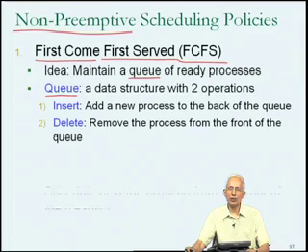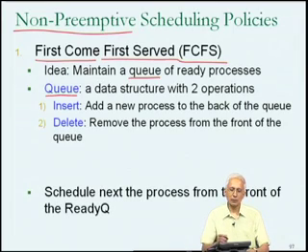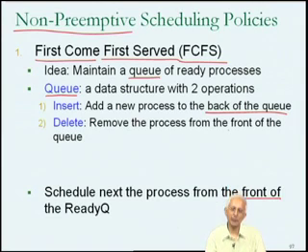Hence, when you think of a queue, you think of the front and the back. And the way that the first come first served scheduling policy would use a queue is that when the time comes where it has to decide which process to schedule next, in other words which process to execute on the CPU next, it would schedule the process which is at the front of the queue, hence the name front. So when you insert a new process, it goes to the back of the queue, and when you want to take a process out of the queue, you take it from the front of the queue.